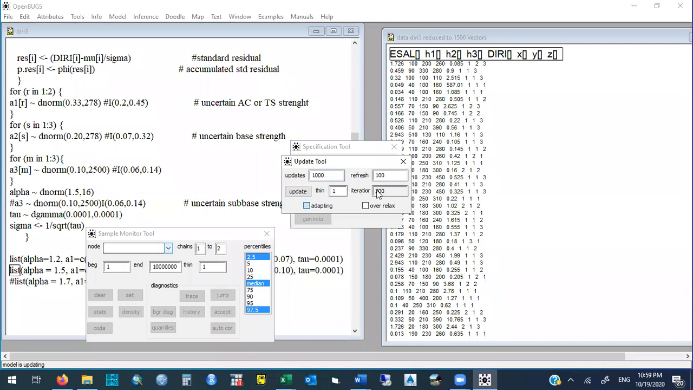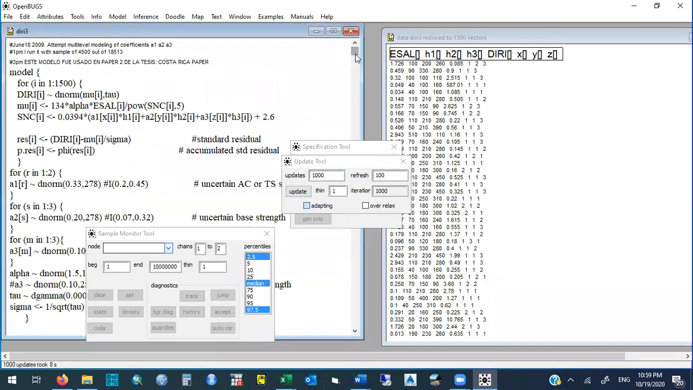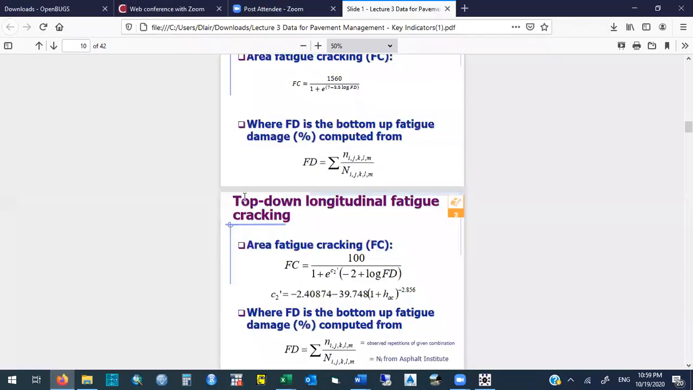Oh, you see how slow this is updating, because this is a heavy model. It has 1,500 observations. That's why it's slow. So I'm just gonna update there, and in the meantime, I'm gonna bring from here.